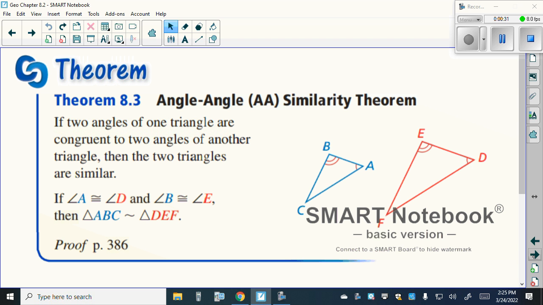Now, we showed when we were talking about congruency that angle, angle, angle did not work because we can make the triangle bigger or smaller, but the angles would remain the same. So what it actually tells us is that if we have two angles, or really if we have three angles that are congruent in two triangles, then they're going to be similar to each other. They're not going to be the exact same. Right, and that's when we talked about congruency, not similarity.